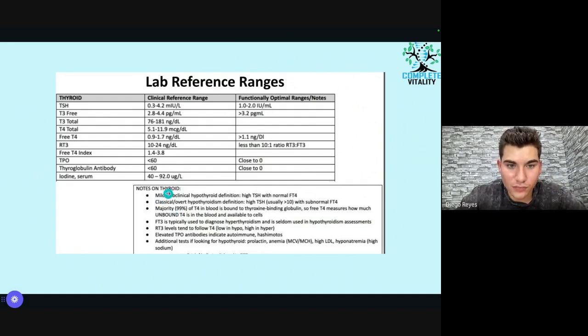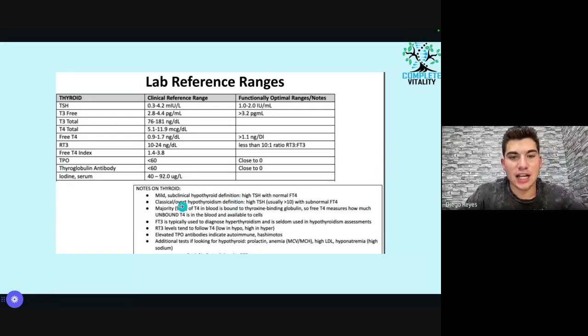So here's some notes though. Mild subclinical hypothyroid is high TSH with normal free T4. That means that this person technically, in the books, doesn't have hypothyroid. They're not clinically hypothyroid. They're subclinical. So what happens though is that they take thyroid medication, but they don't need it. So they're going to increase their free T4 because they're going to give them a T4 medication like levothyroxine or Synthroid. So now you're just adding more hormone when you don't need that hormone.